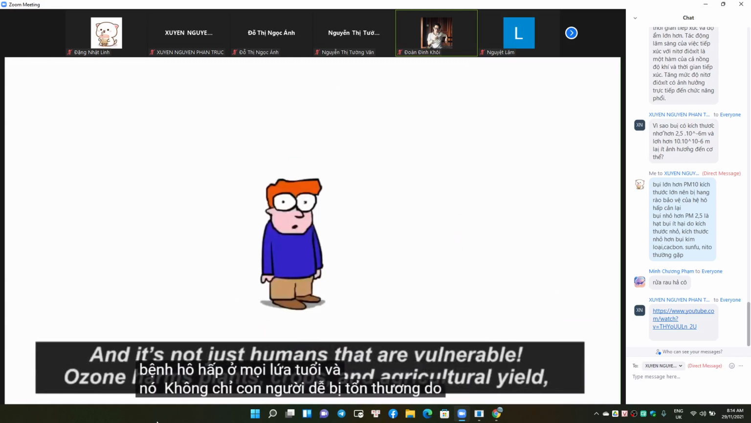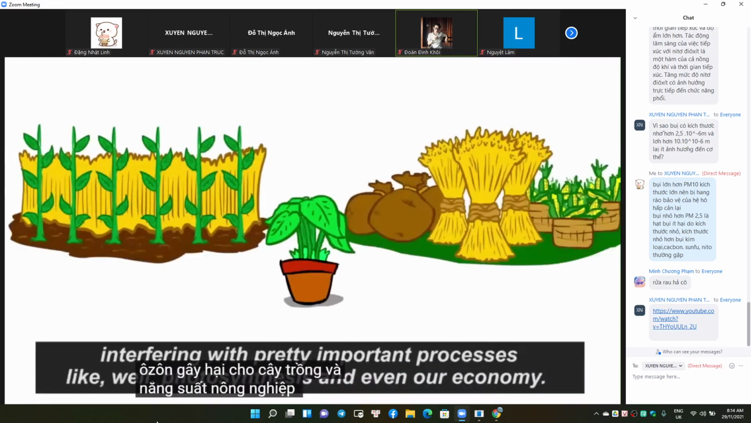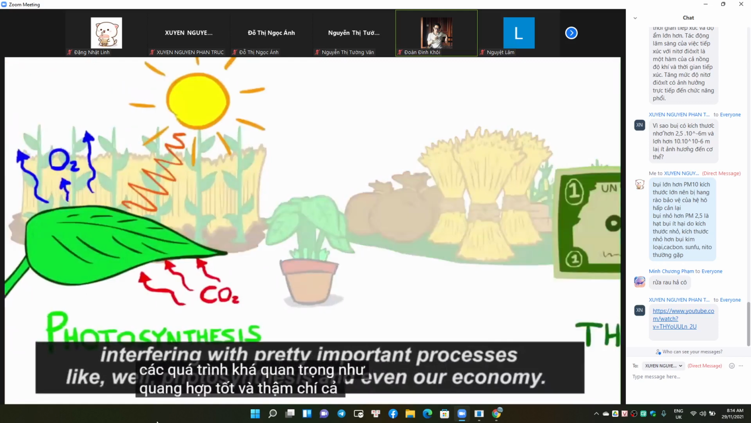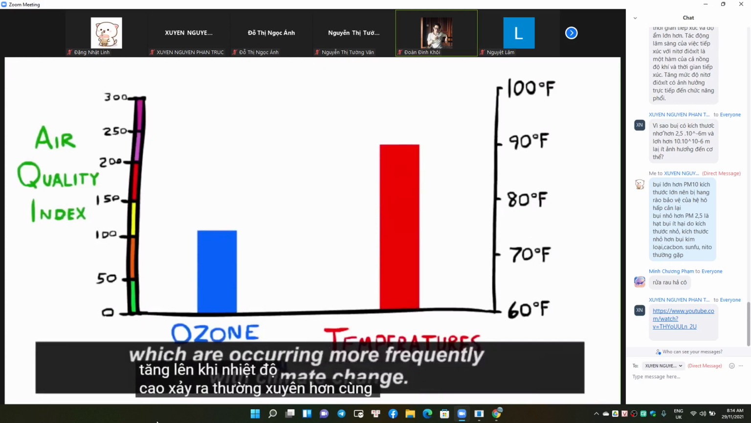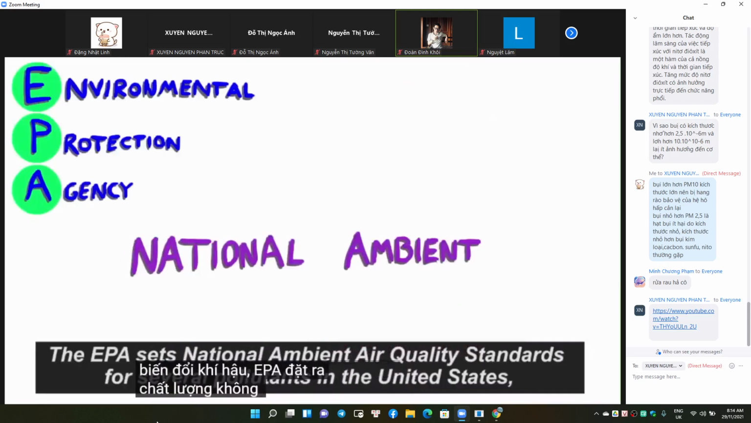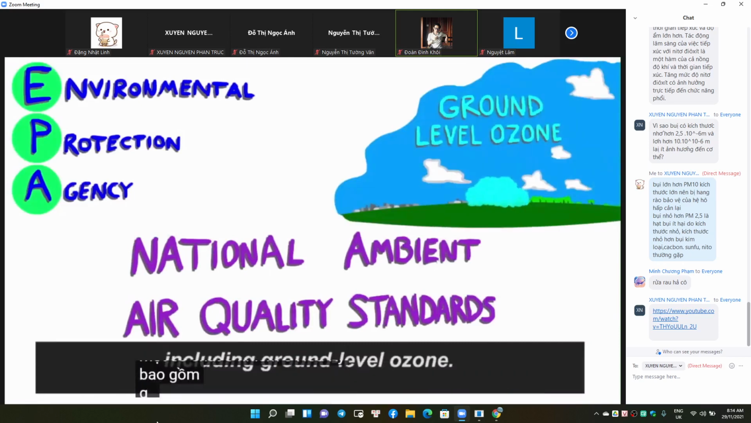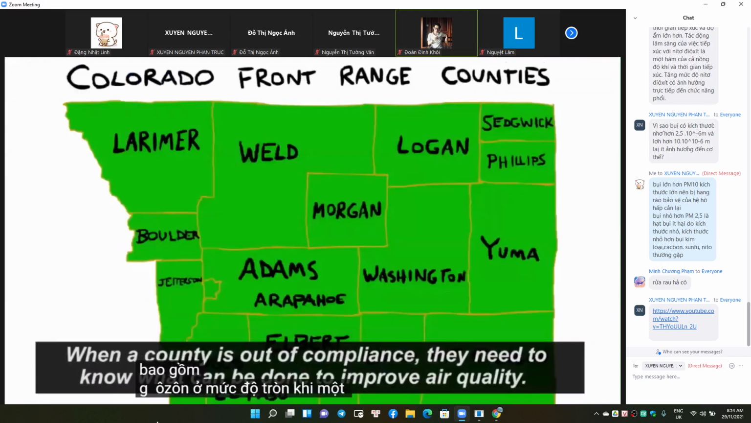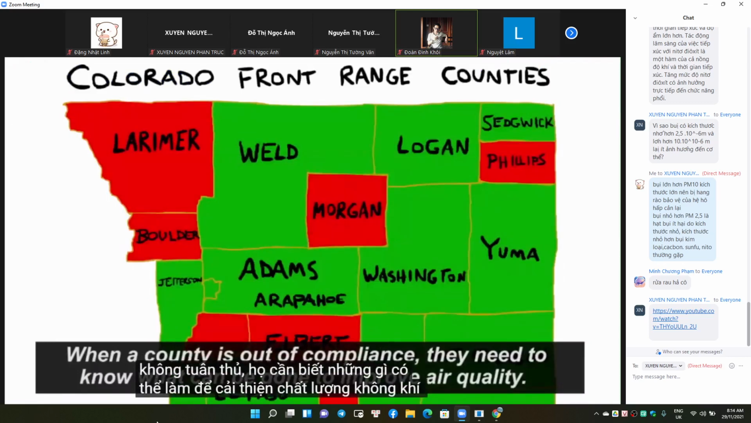And it's not just humans that are vulnerable. Ozone harms plants, crops, and agricultural yield, interfering with pretty important processes like, well, photosynthesis, and even our economy. To make matters worse, ozone production increases with higher temperatures, which are occurring more frequently with climate change. The EPA sets national ambient air quality standards for several pollutants in the United States, including ground-level ozone. When a county is out of compliance, they need to know what can be done to improve air quality.